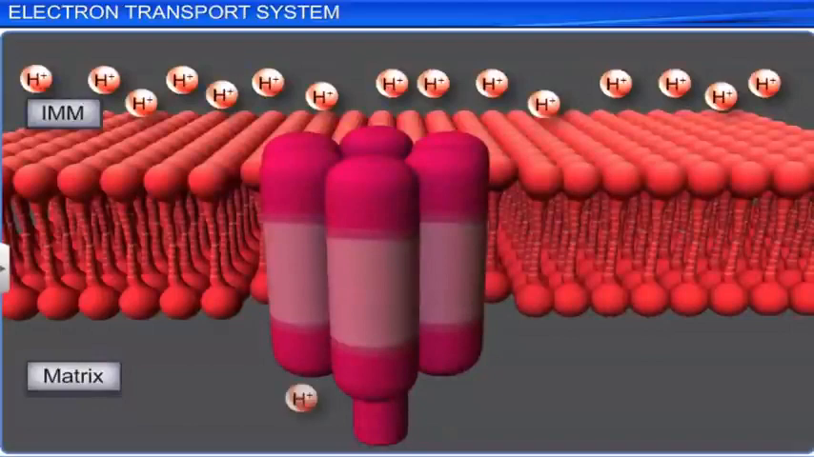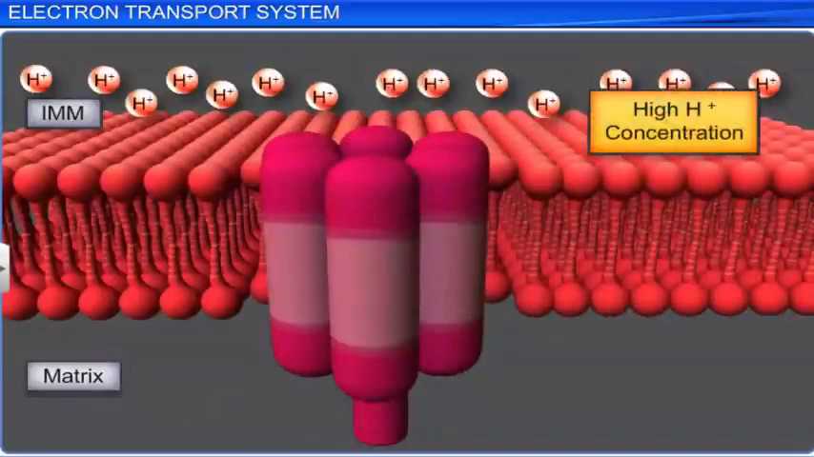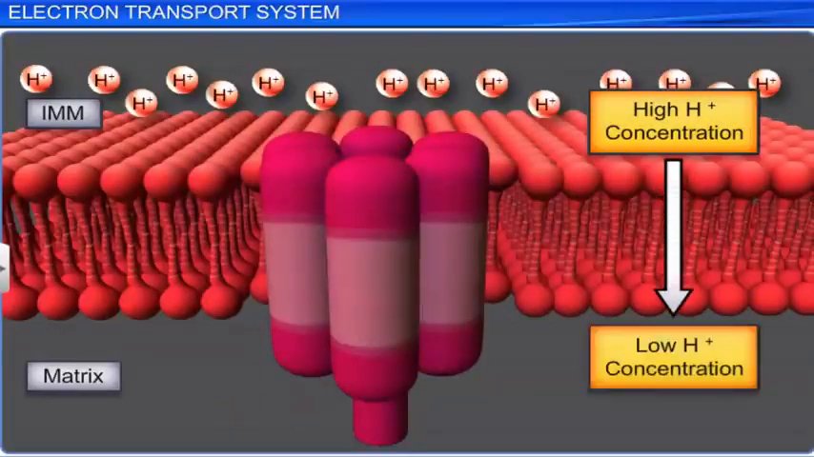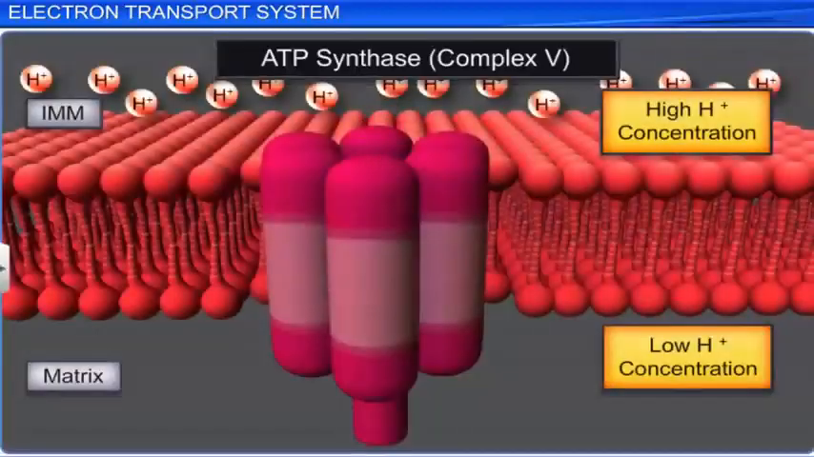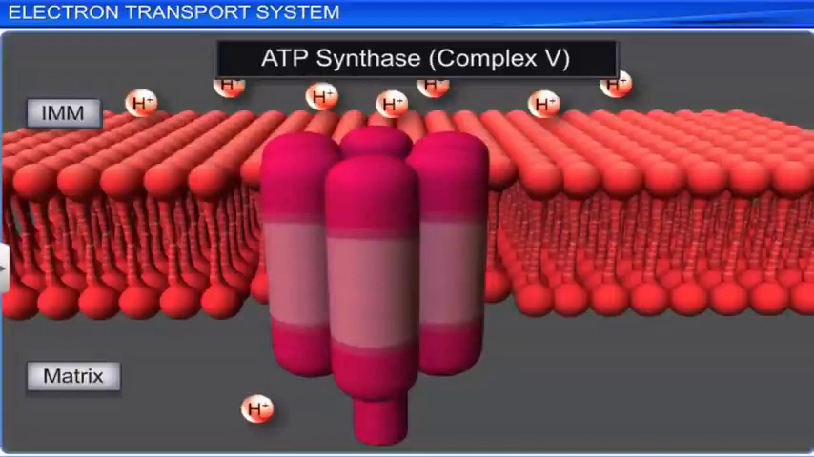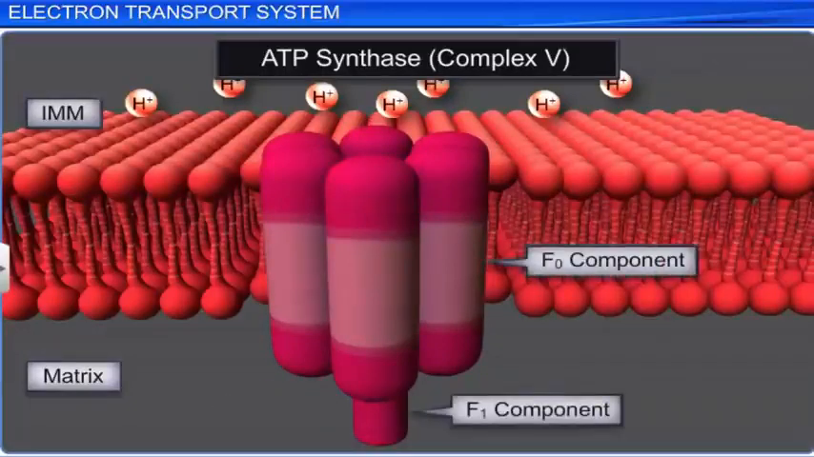The protons in the intermembrane space need to be pumped back into the mitochondrial matrix to maintain equilibrium. As the mitochondrial membrane is impermeable to protons, they are pumped through a membrane protein called ATP synthase, or complex 5. ATP synthase consists of two components, F0 and F1.